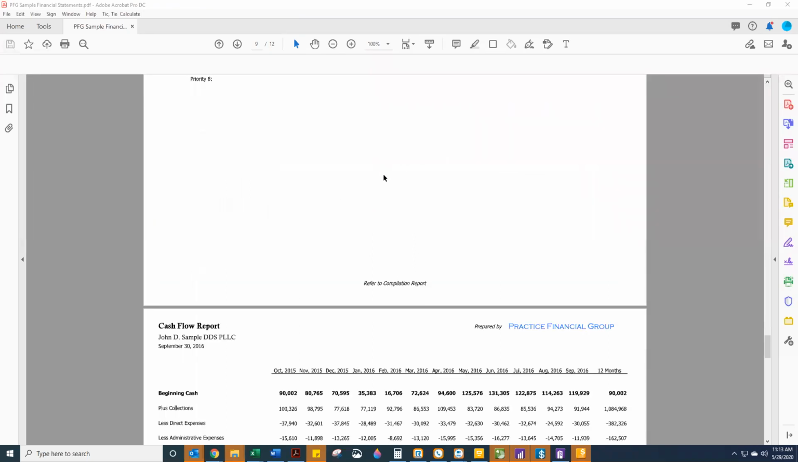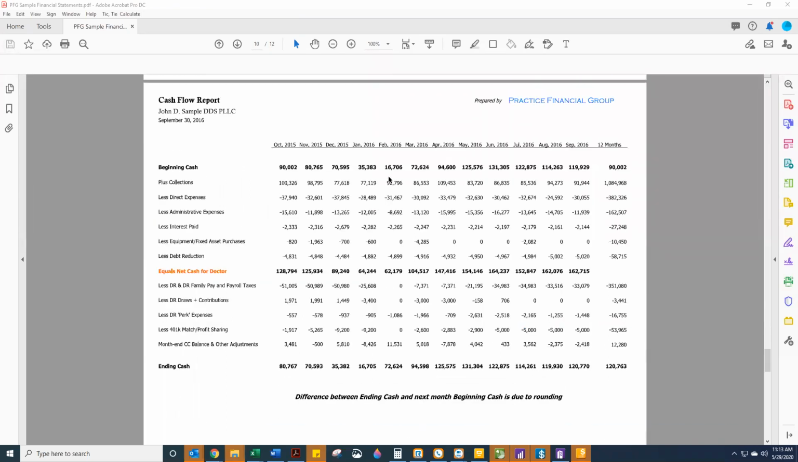The last report on your financial statements is a cash flow report. This report is not necessarily something you have to look at every month as well. This one is really meant to, if you have a question and you just can't understand where your cash went for the month, I would start with this report, okay?